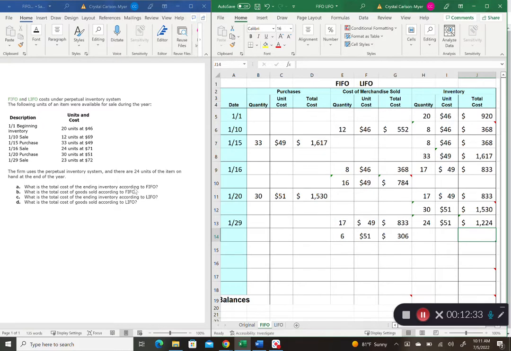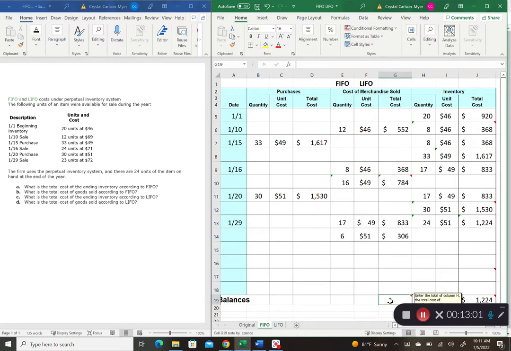So if I go to the end of the month and they want to know what is the total cost of the ending inventory according to FIFO, so I'm trying to answer A and B here. And yes, I had to do all of this in order to answer A and B. So the ending inventory value is merely your $1,224 because I only have one cost layer left according to FIFO. So I only have the 24 units left at $51 per unit for a total cost of $1,224.